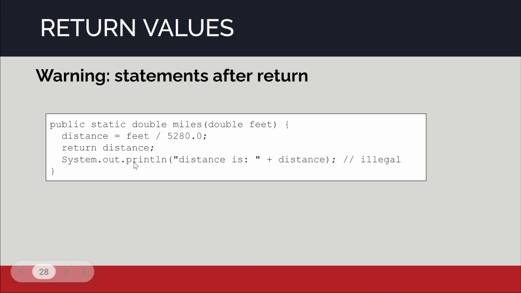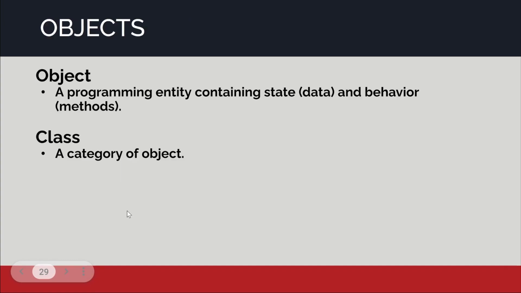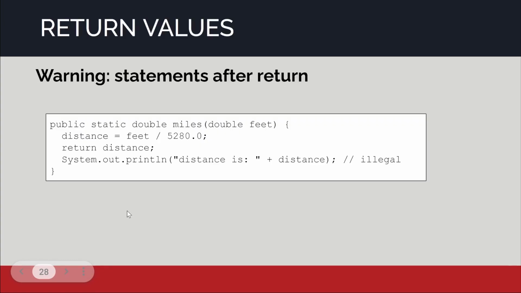So that means that in this example here where we're returning a distance and then we're printing it, this is not going to work. Java's actually going to complain about this and it won't compile. Instead, we could just swap these two lines here and this would be totally fine. Print it out and then return it.